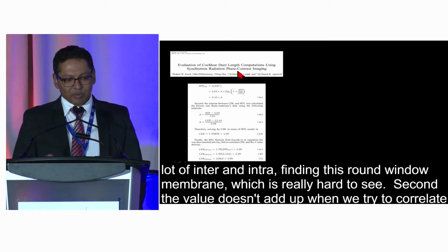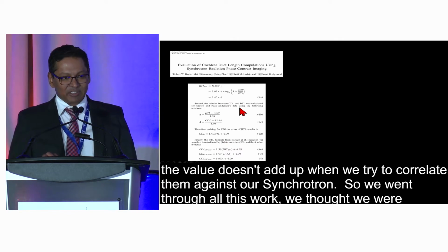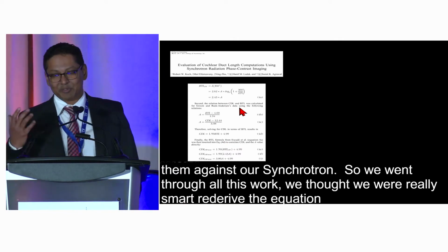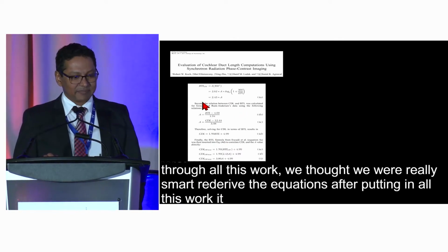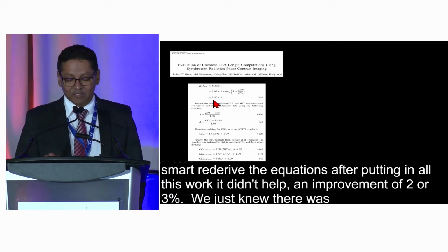So we went through all this work. We thought we were really smart. We re-derived the equations. And after putting in all this work, it didn't help. We made an improvement of 2 or 3%. So we just knew there's something wrong. We just weren't getting really well-validated results.